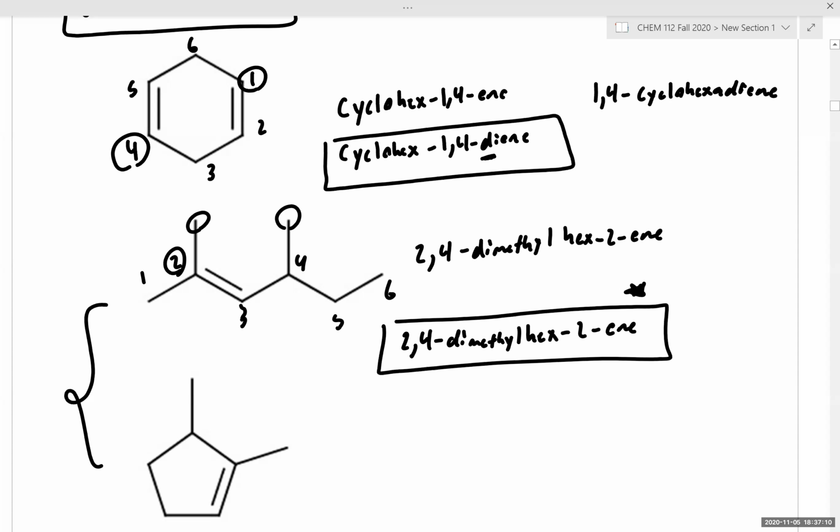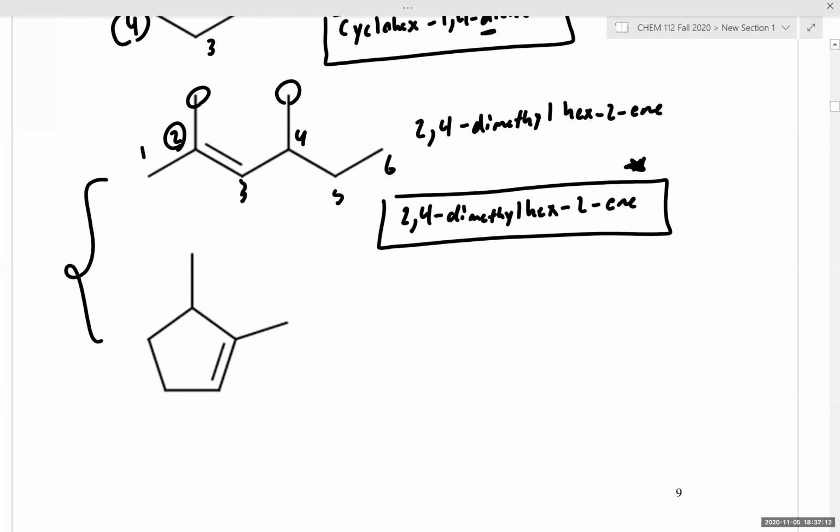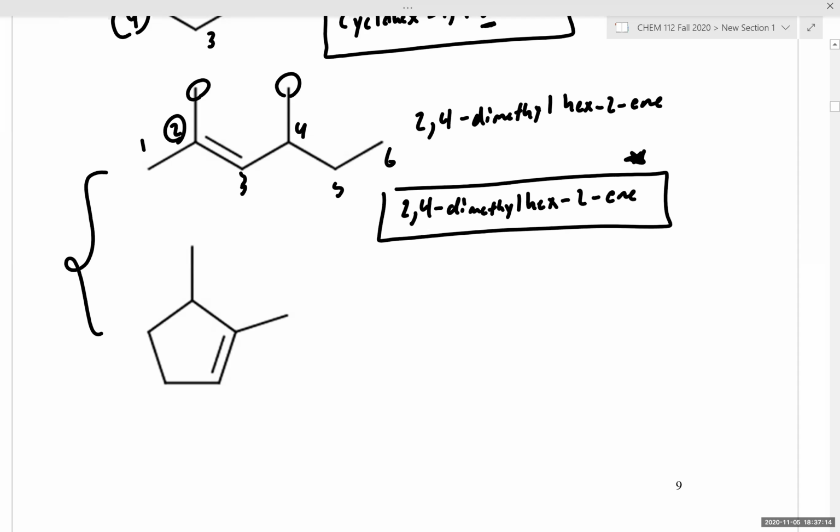Okay, so let's look at this last example. And this one you have to be a little bit careful with the numbering convention. So we have a student proposing a name of 1,5-dimethyl cyclopent 1-ene.